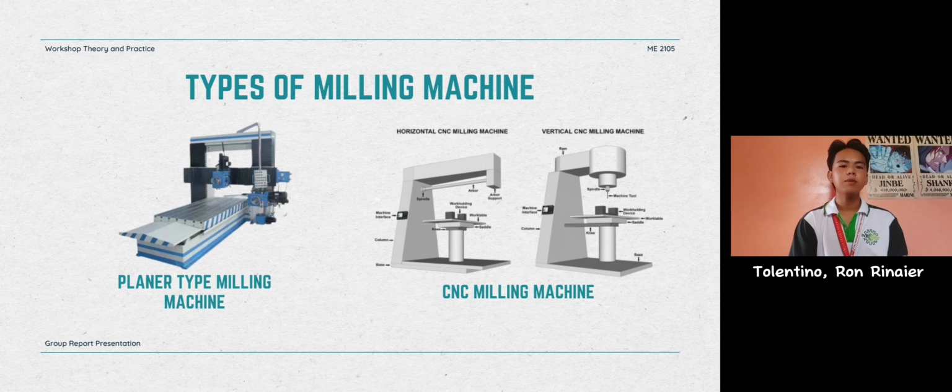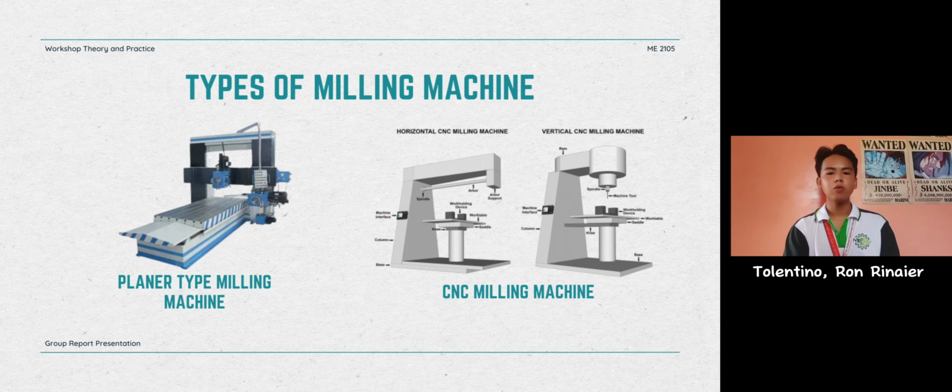Sixth, CNC milling machine. CNC, or computer numerical control, milling machines are automated and operated by computer programs called G-codes that control tool movement and the machining process. CNC milling machines come in various configurations including vertical, horizontal, and gantry styles, and are widely used in modern manufacturing for their precision and repeatability.